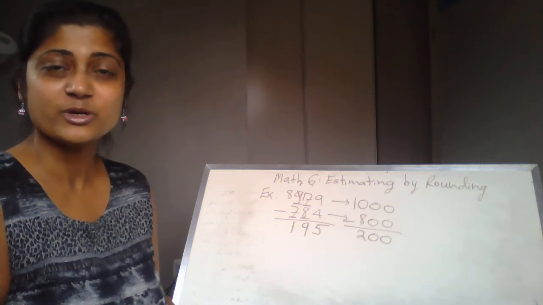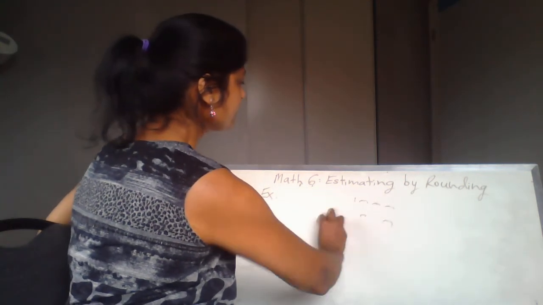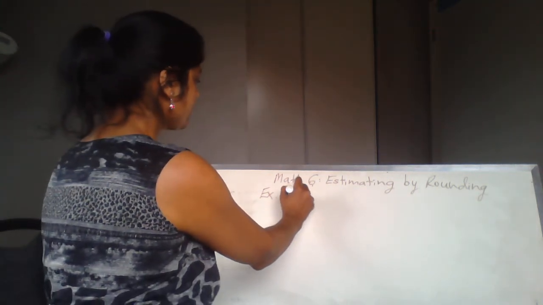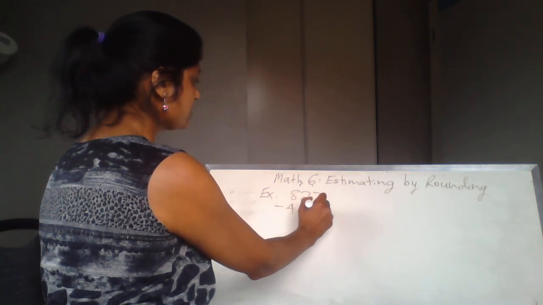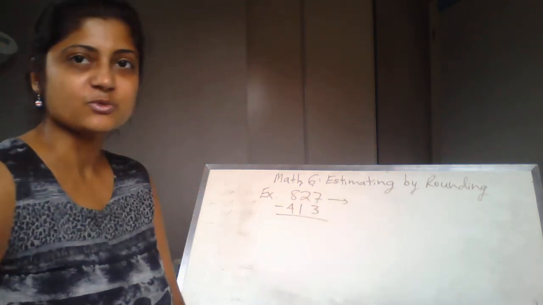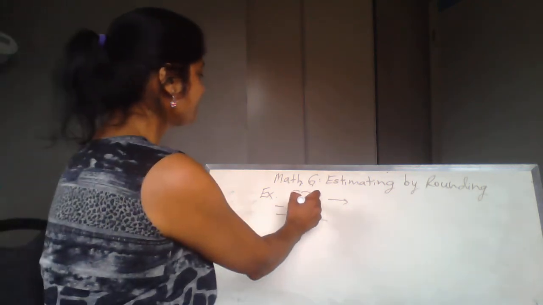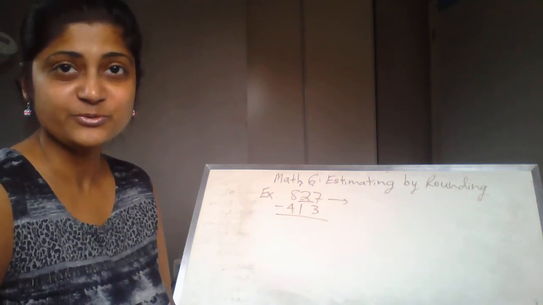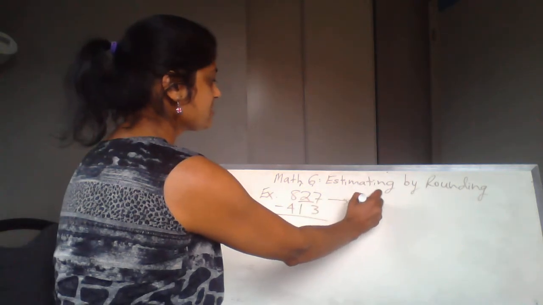Okay, so let's try one more where you are subtracting and estimating by the subtraction here. Alright, so let's try this one. Let's try 827 minus 413. So we're going to do something simple here. Let's try the first one. I have 827. We're still going to round it to the nearest 100. I'm underlining what is there in the tens column, which is 2. The 2 is less than 5, so I'm going to keep the 8 the same. So 800.